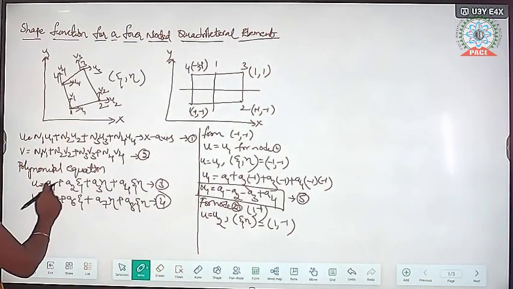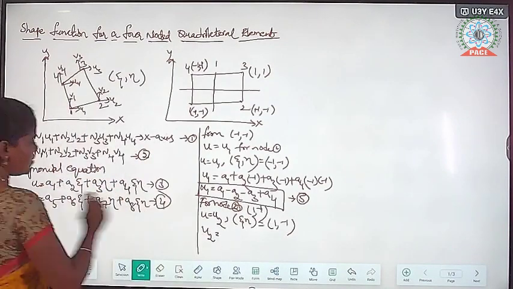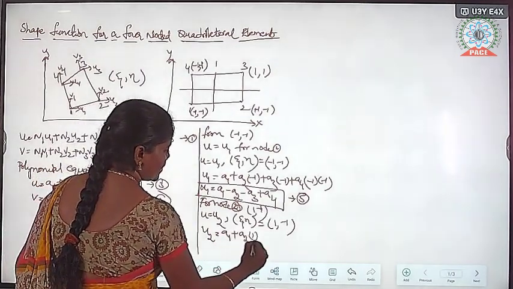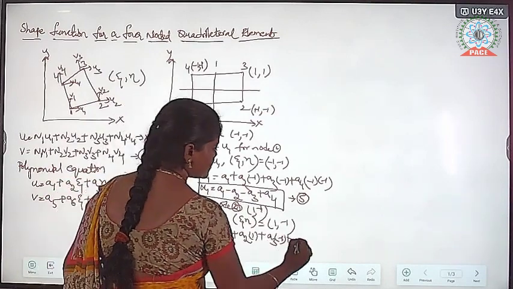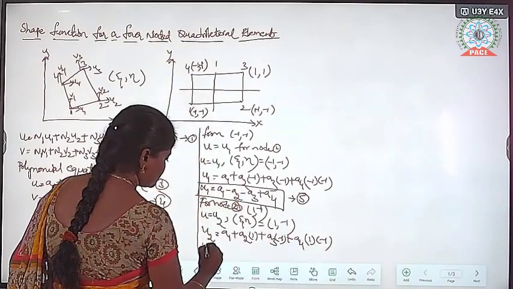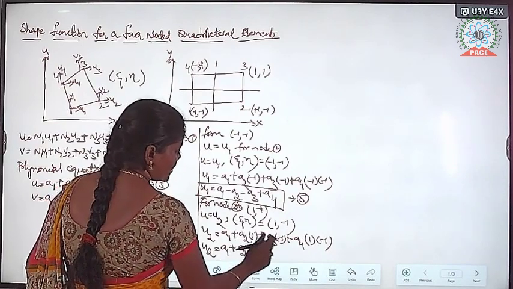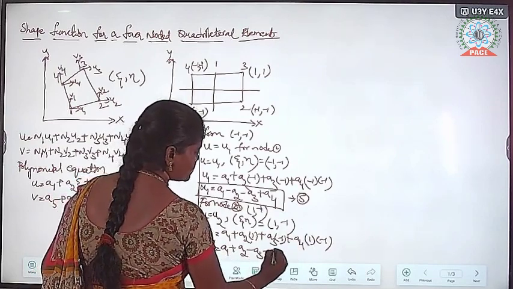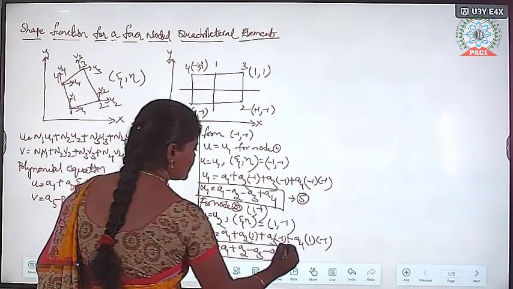So u is equal to u2. That is equal to a1 plus a2 into xi, xi means +1, plus a3 into eta, eta value -1, plus a4 into xi eta, so 1 into -1. So u2 is equal to a1 plus a2 minus a3 minus a4. This is the equation number 6.